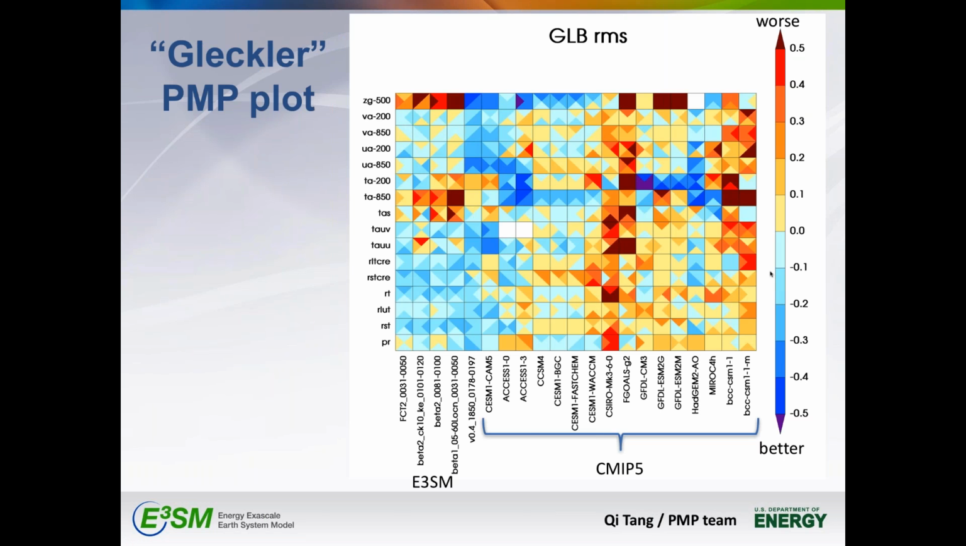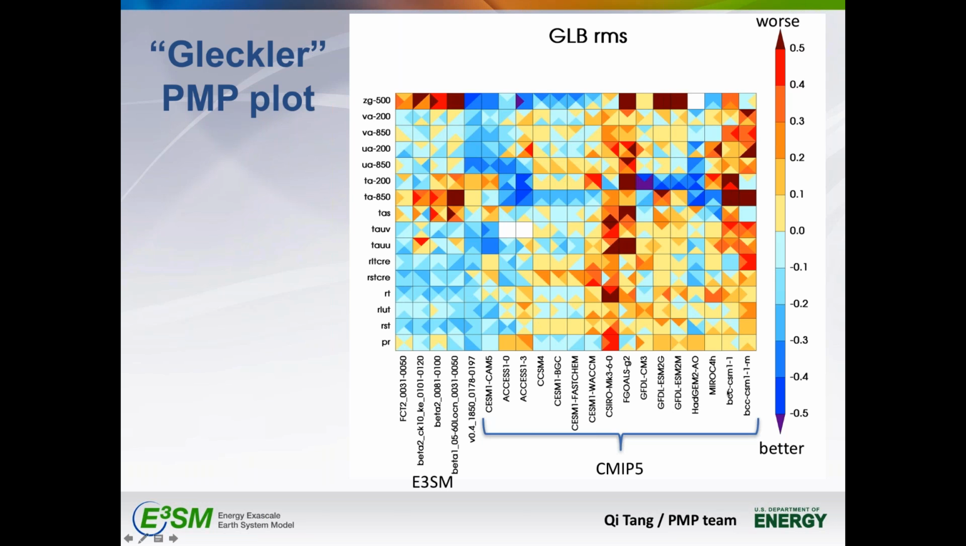Those are the PCMDI metrics plots, also sometimes referred to as Gleckler plots. We have used them to estimate where we stand relative to previous versions of E3SM, as well as some subset of CMIP5. I'd like to mention that Chi-Tang stayed late here last night to update the figure with the latest simulation, and you'll see that it was worth the effort.